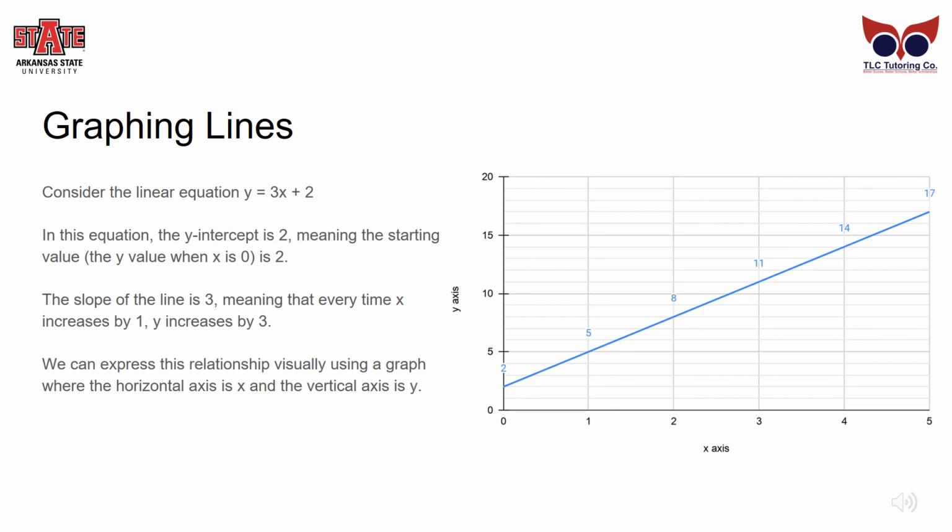Graphing lines. Consider the linear equation y equals 3x plus 2. In this equation, the y-intercept is 2, meaning the starting value, the y value when x is 0, is 2. The slope of the line is 3, meaning that every time x increases by 1, y increases by 3. We can express this relationship visually using a graph where the horizontal axis is x and the vertical axis is y.